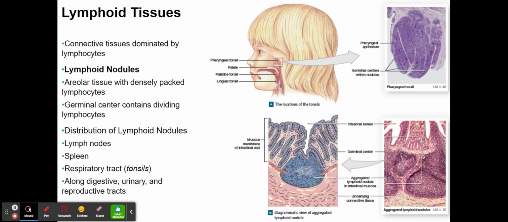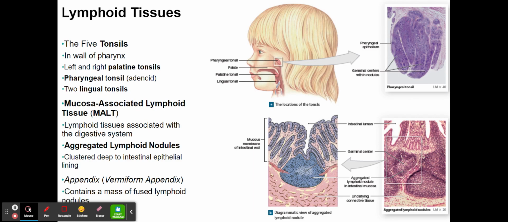Lymphoid tissues are connective tissues that are dominated by lymphocytes. In a lymphoid nodule or a lymphatic nodule, the lymphocytes are densely packed in an area of areolar tissue. In many areas, lymphoid nodules form large clusters. Lymphoid nodules occur in the connective tissues deep to the epithelial lining of the respiratory tract, where they are known as tonsils, and along the digestive, respiratory, urinary, and reproductive tracts. They are also found within more complex lymphoid tissues, such as the lymph nodes or the spleen. A single nodule averages about a millimeter in diameter. Its boundaries are not distinct because no fibrous capsule surrounds it. Each nodule often has a central zone called a germinal center, which contains dividing lymphocytes.